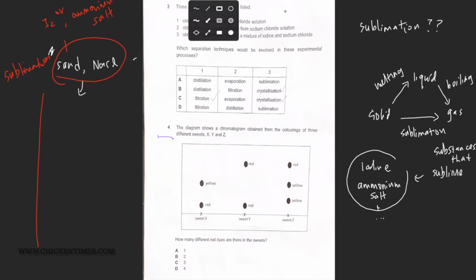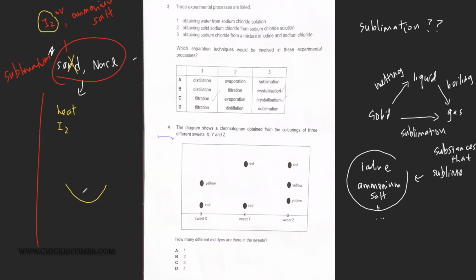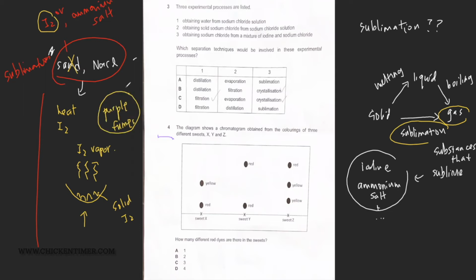Okay, so in that case, now we change to iodine. Iodine sublimes. Let's examine iodine on its own. I have solid iodine, then I heat it. It does not become liquid. It undergoes sublimation and becomes a gas, iodine vapor. So you see purple fumes, literally. If it sublimes, you'll see purple fumes.